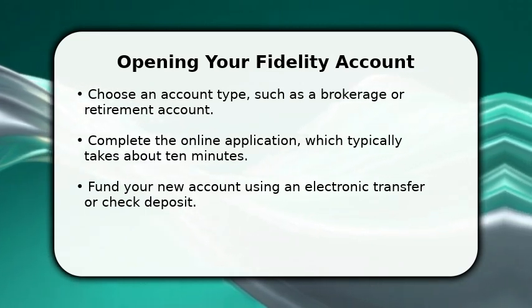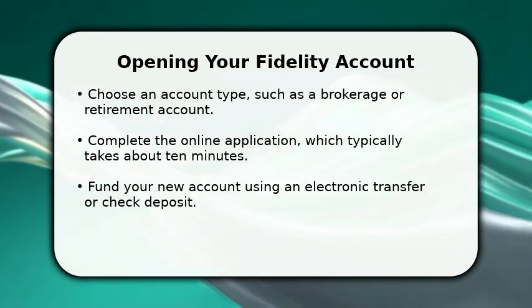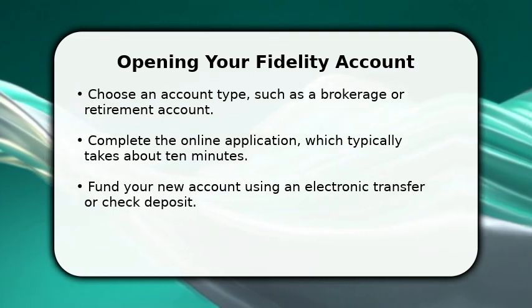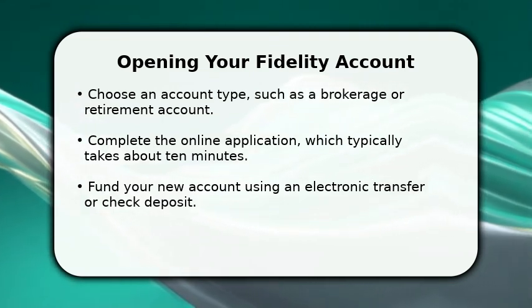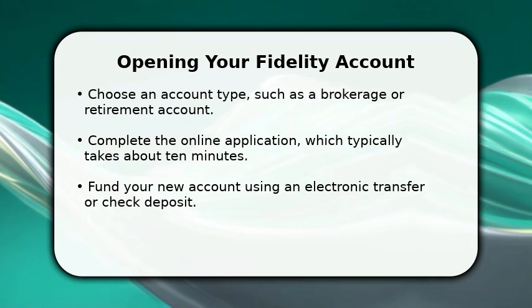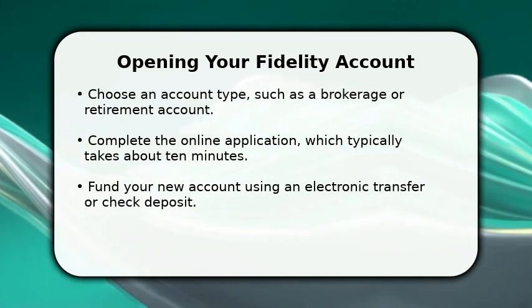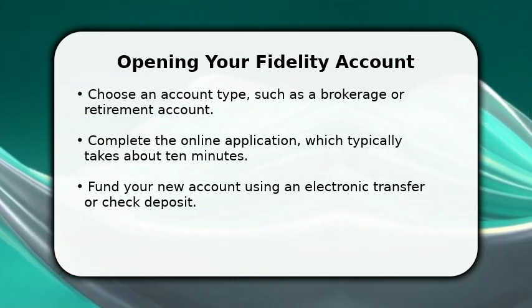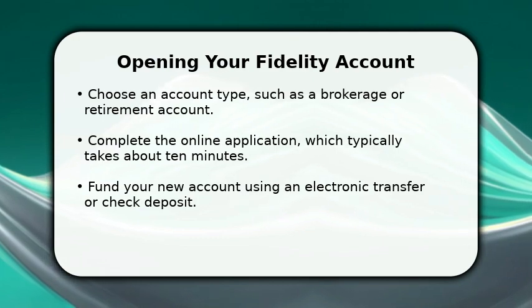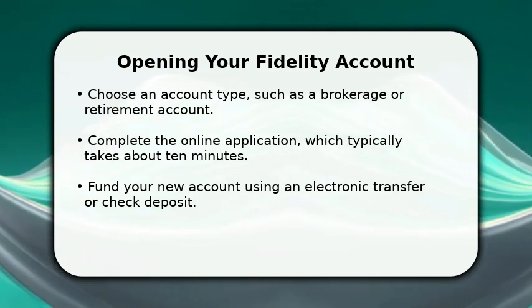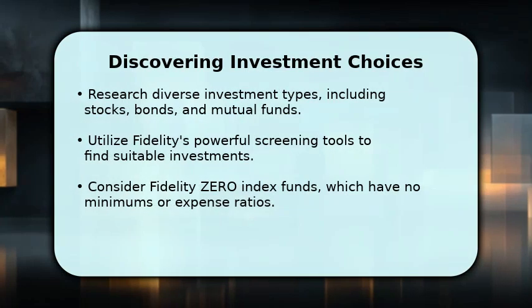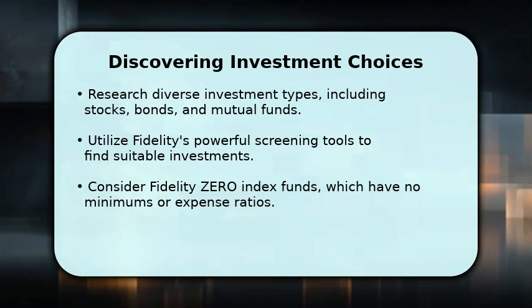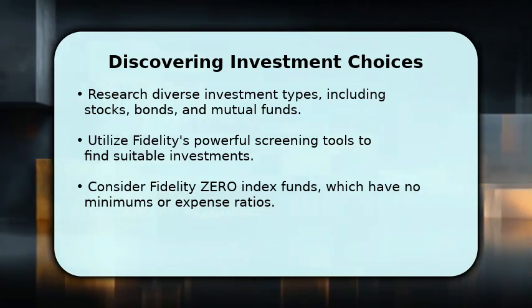You can choose from various account types, like a brokerage account for general investing or a retirement account, such as an IRA. The online application is straightforward and usually takes around 10 minutes to complete. Once your account is open, you can easily fund it through an electronic funds transfer from your bank or by depositing a check.